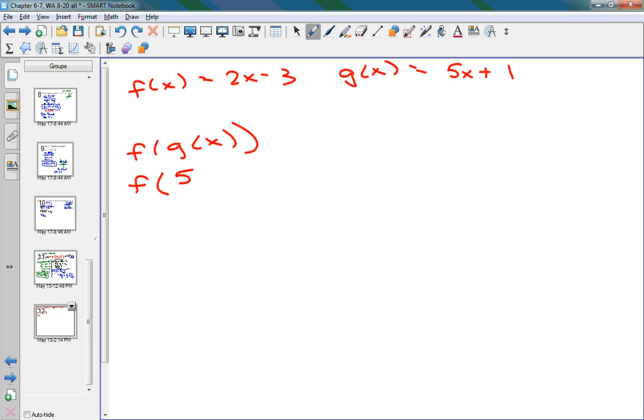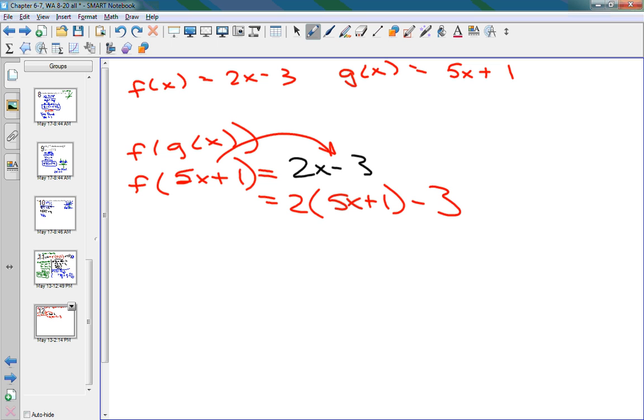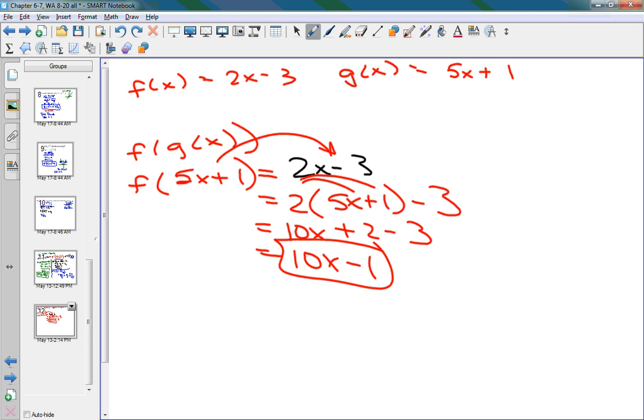Okay. G of x is 5x plus 1. So now, every place I see an x, what do I put in place of it? 5x plus 1. Okay, so this is going to give me the 2x minus 3, and I'm going to plug in the 5x plus 1 there. Can we see that? So this is going to give me 2 times 5x plus 1 minus 3 to give me 10x plus 2 minus 3 to give me 10x minus 1. You have 1 on the quick quiz like this tomorrow. Do you understand that?